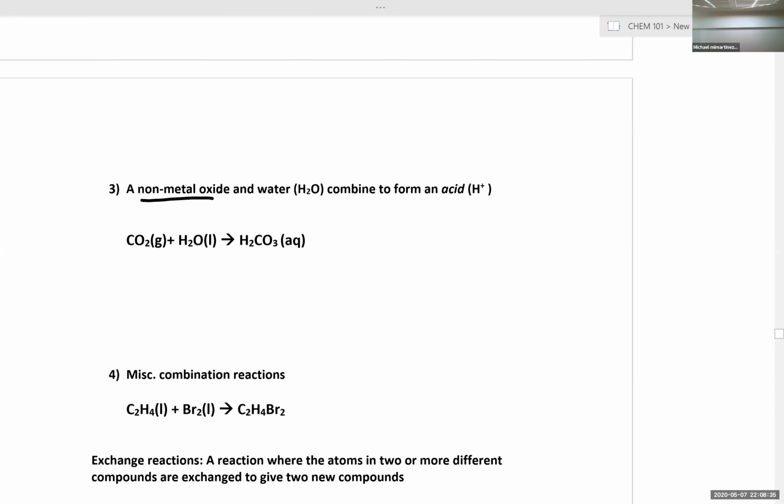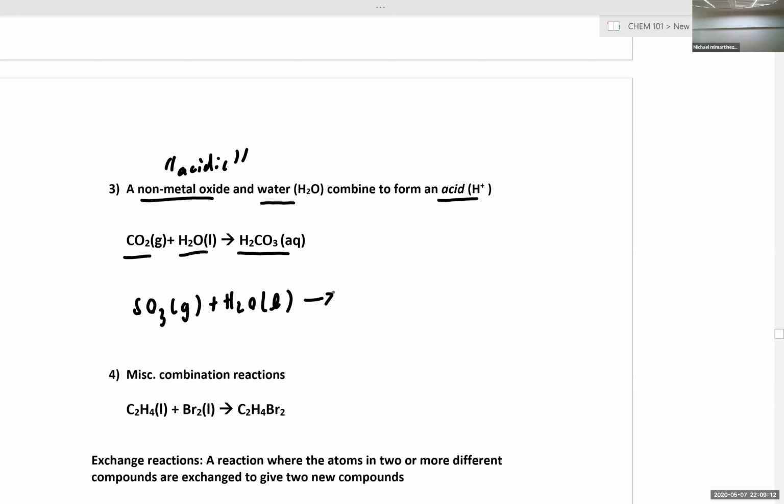Non-metal oxides are typically considered quote unquote acidic because non-metal oxides and water will combine to form an acid. For example, carbon dioxide, if it's allowed to mix with water, will form carbonic acid. This is why you often had to boil water in the laboratory to drive off and minimize the amount of dissolved carbon dioxide.